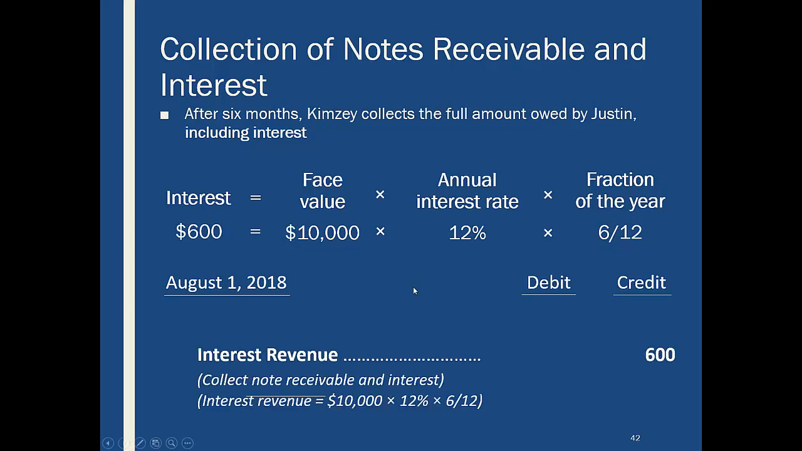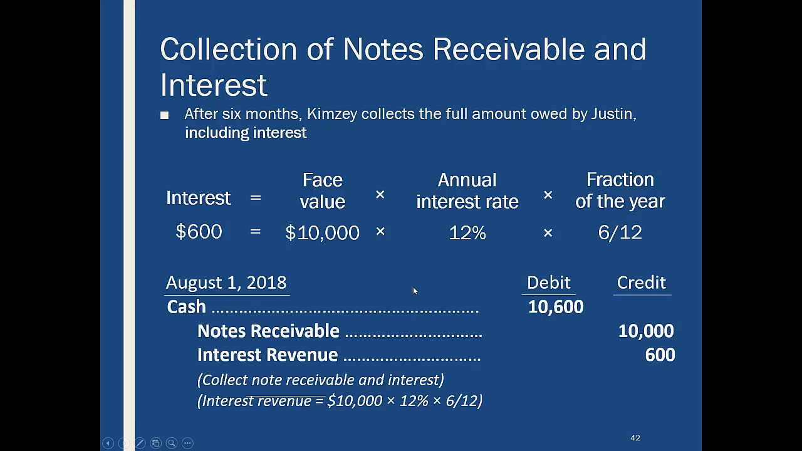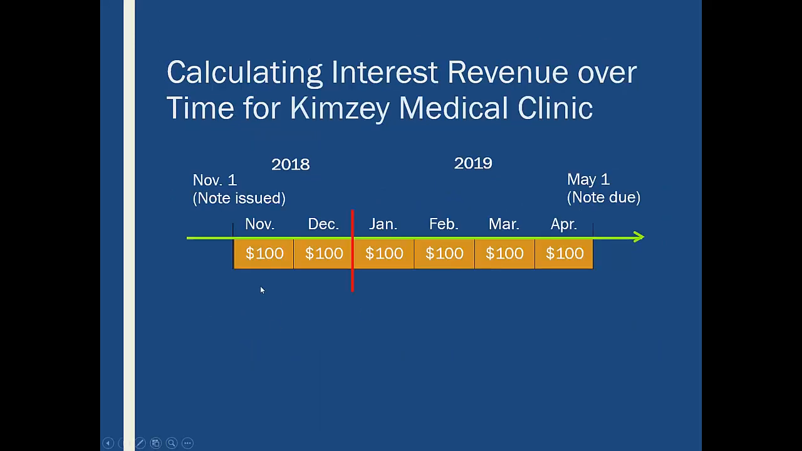Okay, so here, Kimsey, the company that lent the money, is going to take in interest revenue of $600. Again, $10,000 times 12% divided by 2. They're going to take the note receivable off of their books, and this is how much cash they're going to get from this guy, Justin, that borrowed the money. And that's a note receivable. Okay, so just to kind of line this up, you can see that depending on when the note was issued and when the month or the year end cuts off, there may need to be some entries that are made at the end of the year, even if the entire note hasn't yet been paid off.